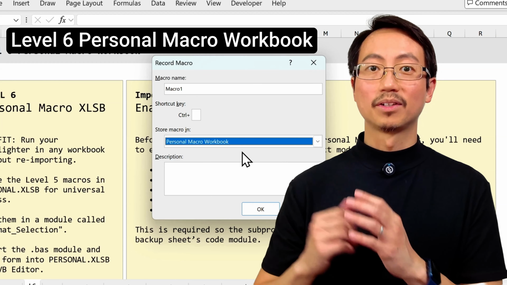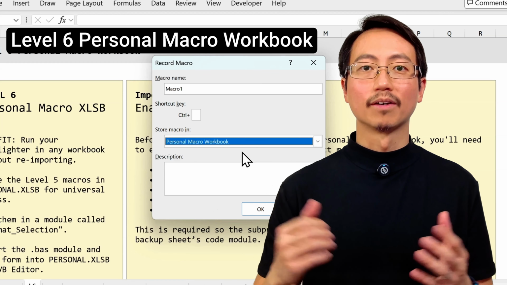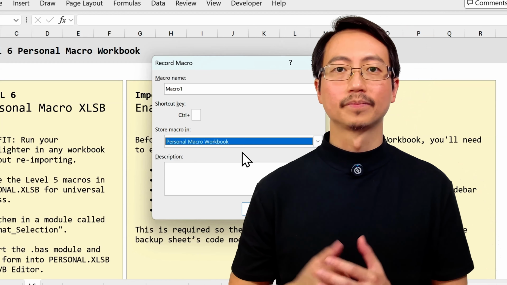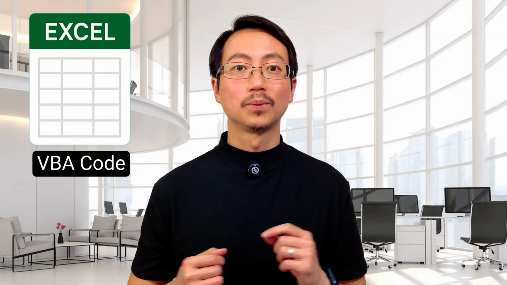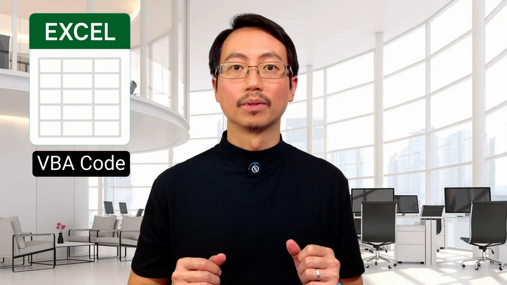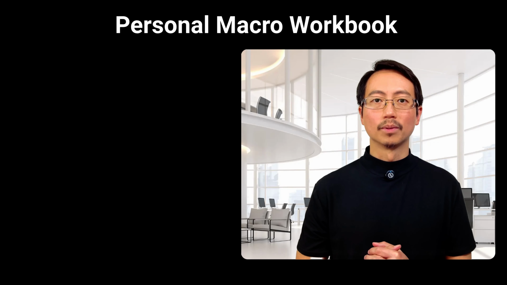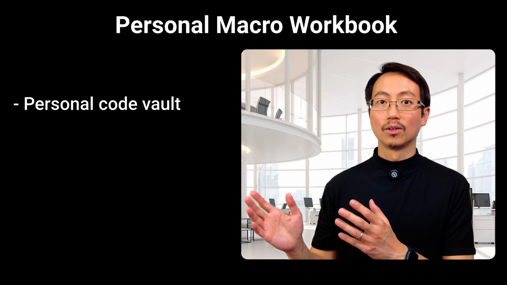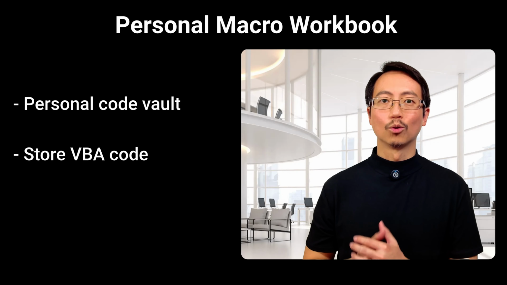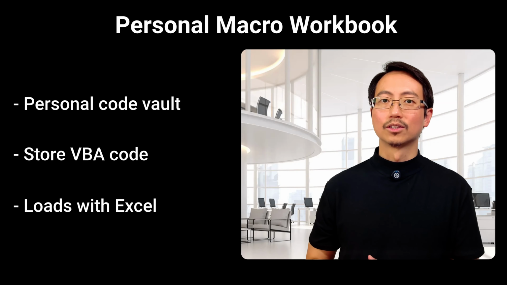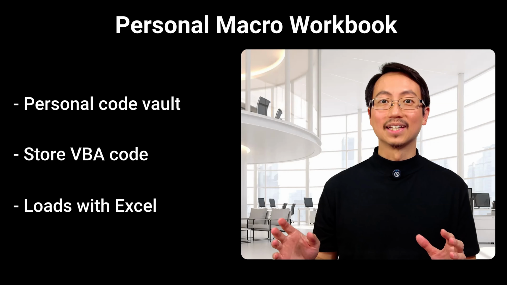In level 6, I'm going to show you how to make the user form and macros available to you whenever you open Excel. You see, our VBA code isn't built into Excel, so it won't be available in other workbooks unless the file is open or you copy all the VBA code and the user form to every workbook you want to use them in. But that's a hassle. So what's the way to make this simpler? We're going to turn to something called the Personal Macro Workbook. Think of it as a personal code vault where you can store VBA code that automatically loads when you open Excel, so it's ready to use immediately.